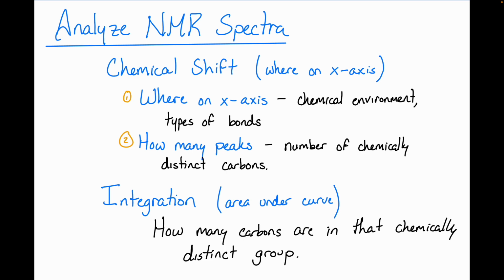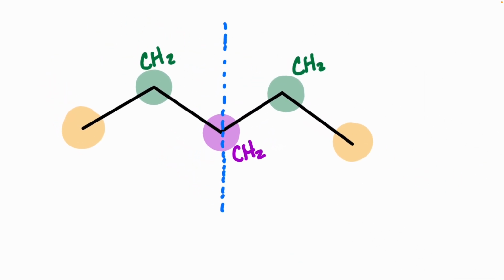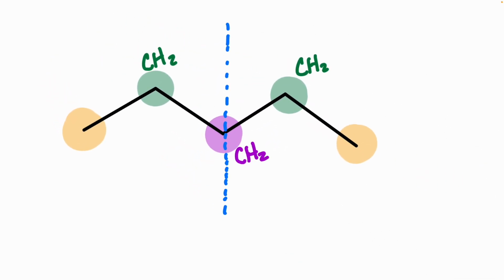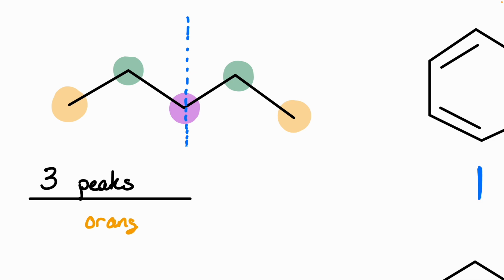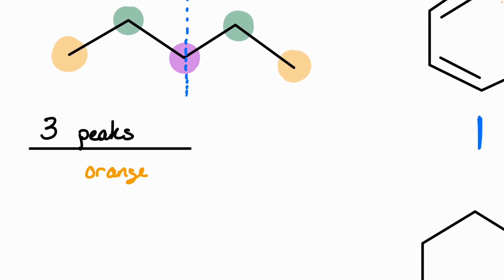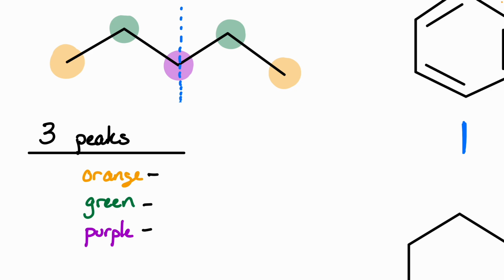Okay, so what do I mean by that? Let's go back to our example of pentane here. All right, we said that we're going to have 3 peaks. Our orange peak, our green peak, and our purple peak. All right, so we got 3 peaks here, each corresponding to one of these chemically distinct groups.